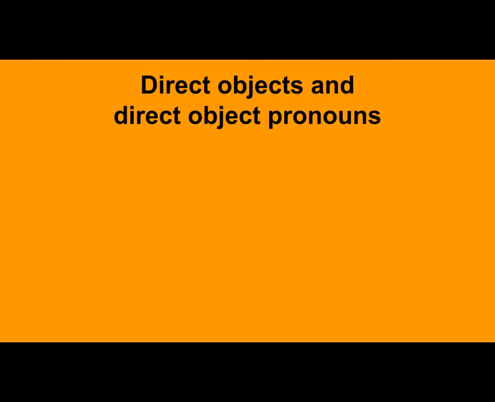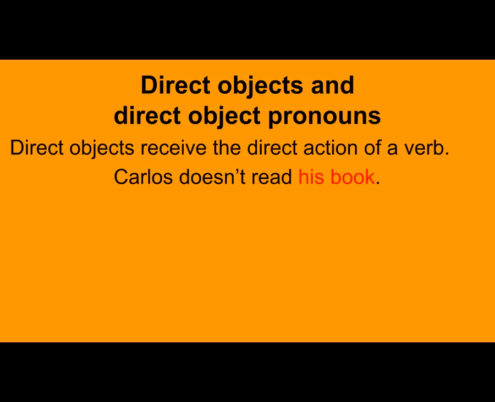Direct object pronouns can be found by finding the verb and asking who or what. They receive the direct action of the verb. Carlos doesn't read who, or Carlos doesn't read what? The answer to this question, his book, is the direct object.